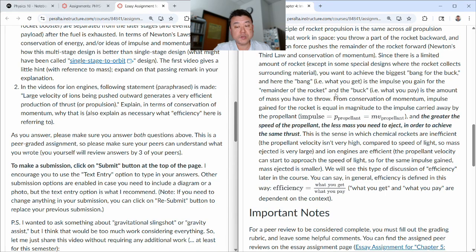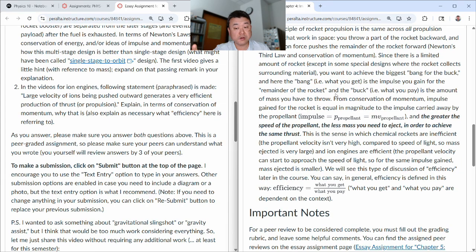This is the sense in which chemical rockets are inefficient. The propellant velocity isn't very high compared to speed of light, so mass ejected is very large. And ion engines are efficient. The propellant velocity can start to approach the speed of light, so for the same impulse gained, mass ejected is smaller. We will see this type of discussion of efficiency later in the course.